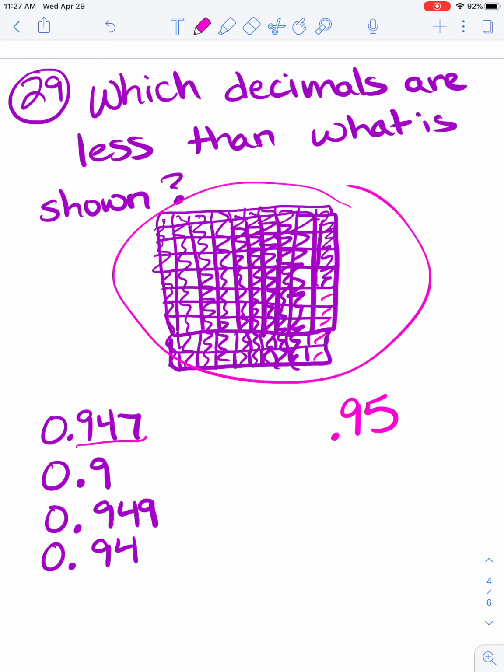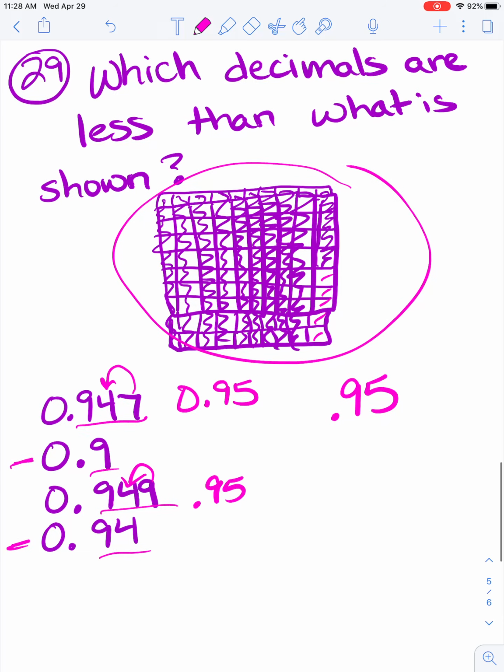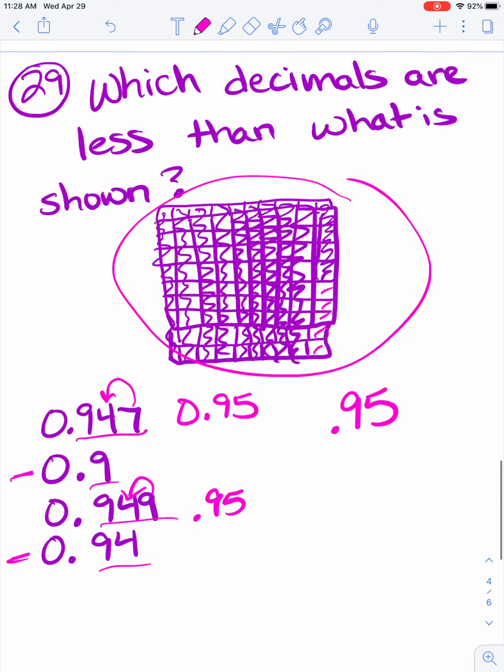95 in the hundredths place. Well, that's less than 95, that's less than 95, that's less than 95, and that's less than 95. They're all less than 95 hundredths. Now, if I rounded that up, that would be 0 and 95 hundredths. If I rounded this up, that would be 0 and 95 hundredths. These for sure would be less, but that would only be if I rounded it. It's kind of a trick question.